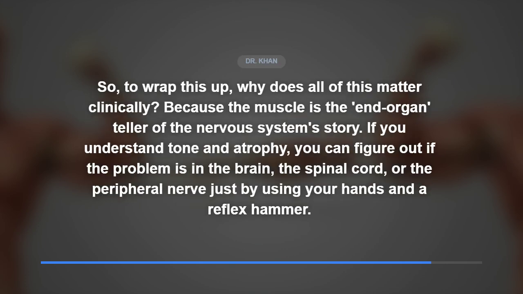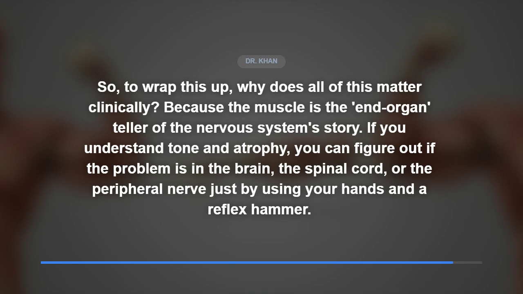It's a protective mechanism we see in everything from a sprained ankle to abdominal guarding and peritonitis. So to wrap this up, why does all of this matter clinically? Because the muscle is the end organ teller of the nervous system story. If you understand tone and atrophy, you can figure out if the problem is in the brain, the spinal cord, or the peripheral nerve just by using your hands and a reflex hammer.